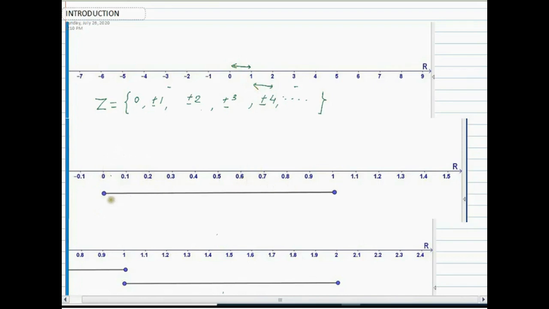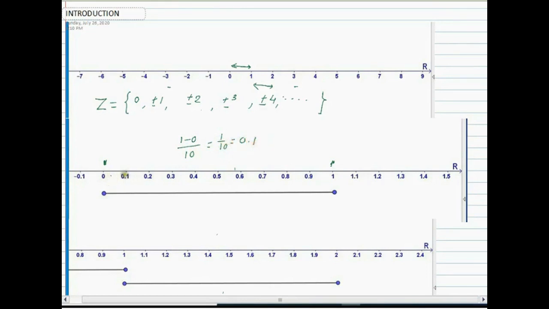So we divide 0 to 1 into equal parts: 0.1, 0.2, 0.3, 0.4, 0.5, 0.6, 0.7, 0.8, 0.9. How do we get 10 equal parts? The length is 1. This point is 0, this point is 1. So 1 minus 0 is the length, and we have divided this length into 10 equal parts. So we get 1 upon 10, so the length is 0.1.